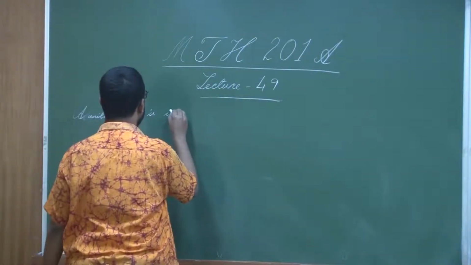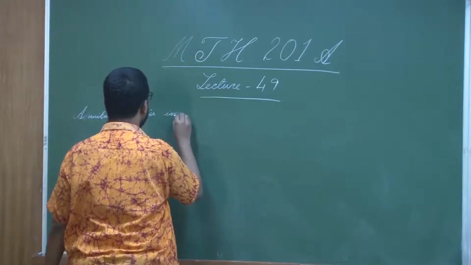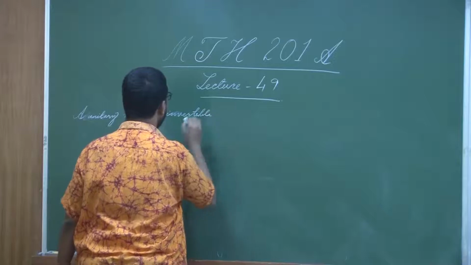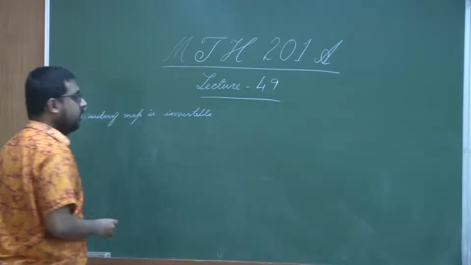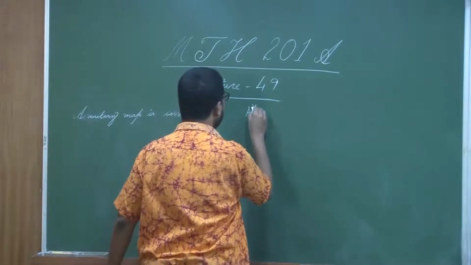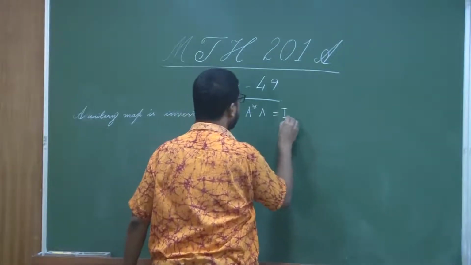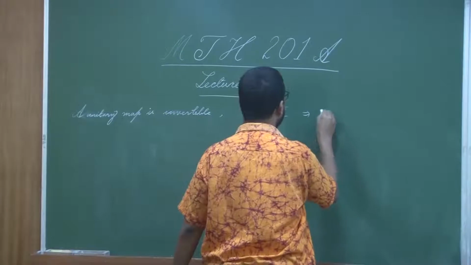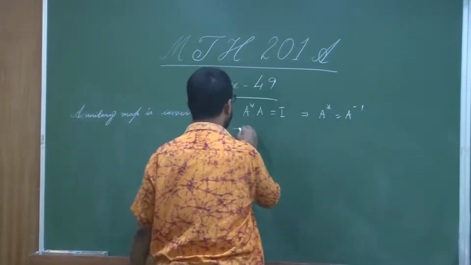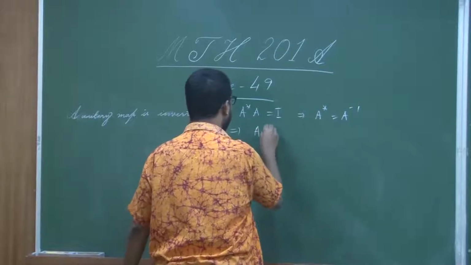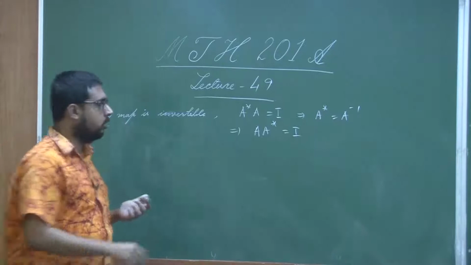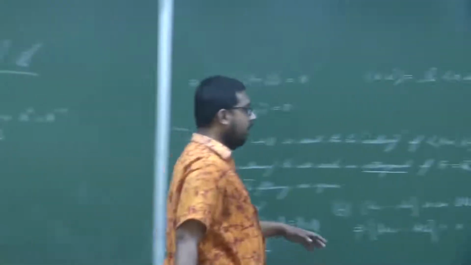Is invertible. Once we know it is invertible and we have A star A is identity, then it immediately follows that A star is nothing but the A inverse, and therefore, automatically it follows that A star A has to be identity.